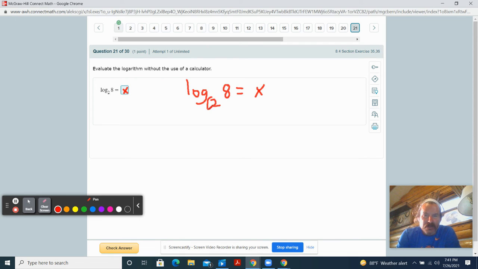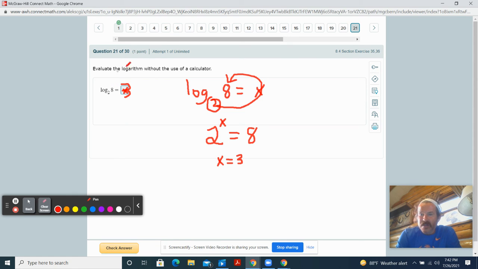Okay, so we take the log loop and we loop it around. Now notice when we take the log loop, we don't have to write the word log. It's 2 to the x power equals 8. Now, why would they say not to use a calculator? Well, we can do this without a calculator. 2 to what power is equal to 8? I think everybody knows that by now. X equals 3. And that's what we put down. We put 3 right here. This is going to be equal to 3. 2 to the third power equals 8.